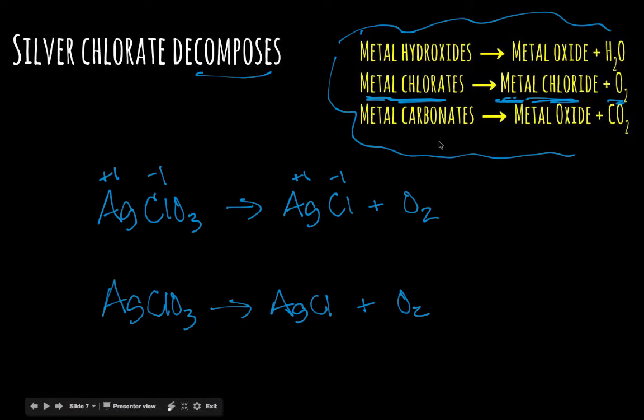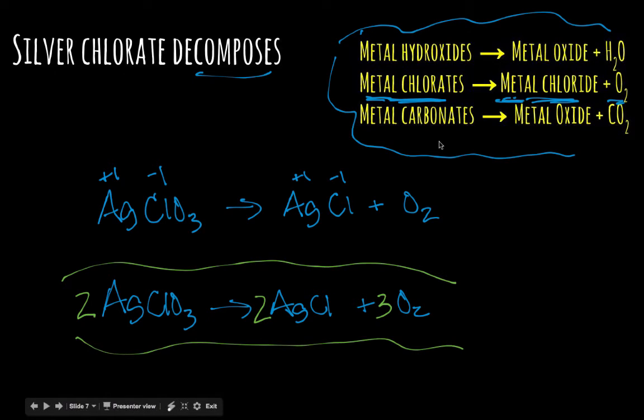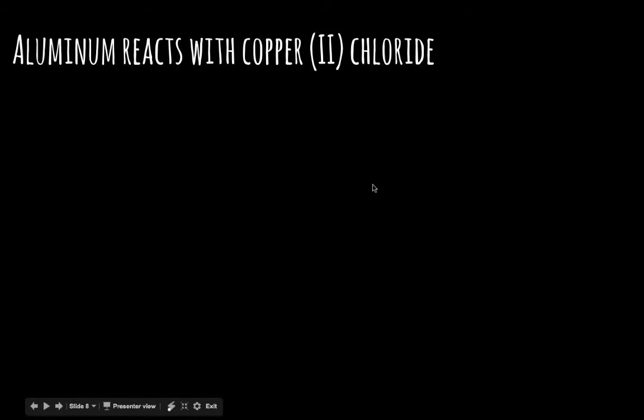So for this one, to balance this, I need a 2 and a 3. So then that would be your final equation. Okay, our next one, aluminum reacts with copper 2 chloride. This one, I have a metal and a compound, so this is going to be single replacement. So aluminum by itself, copper 2 chloride.